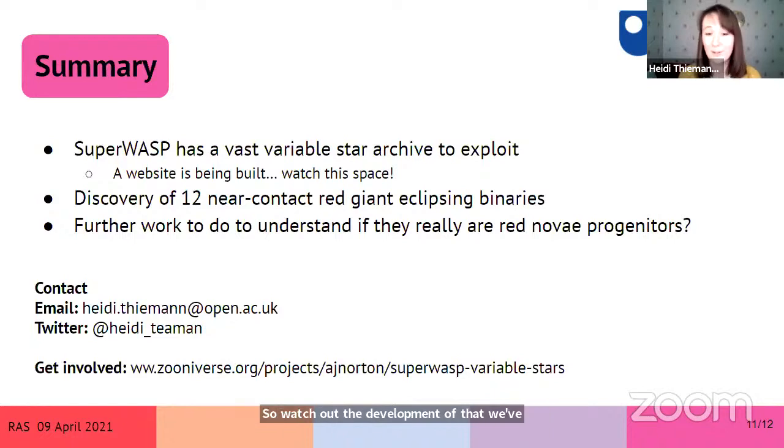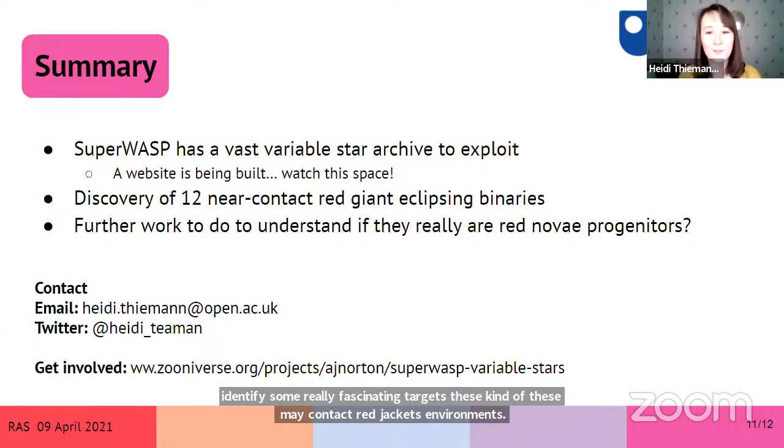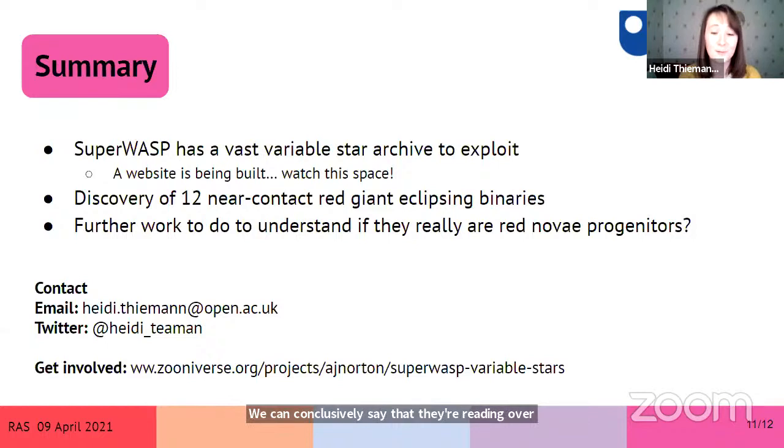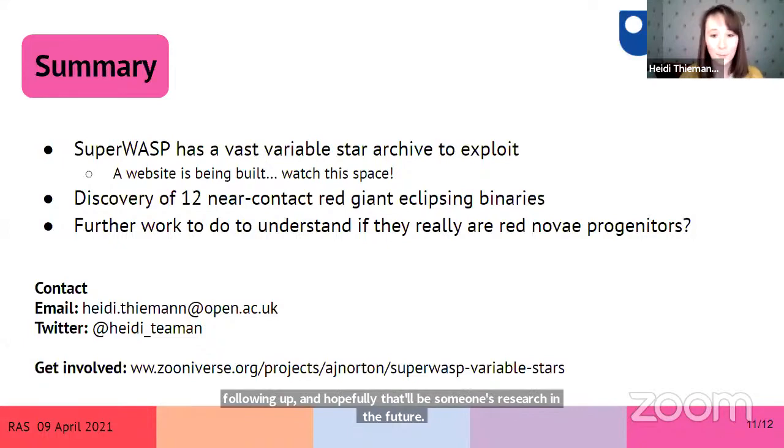We've managed to identify some really fascinating targets, these near contact red giant eclipsing binaries. We can't conclusively say that they're red nova progenitors, but we can say that they're interesting and worth following up, and hopefully that'll be someone's research in the future. So I'll end it there now and pass it back to you, Paul.